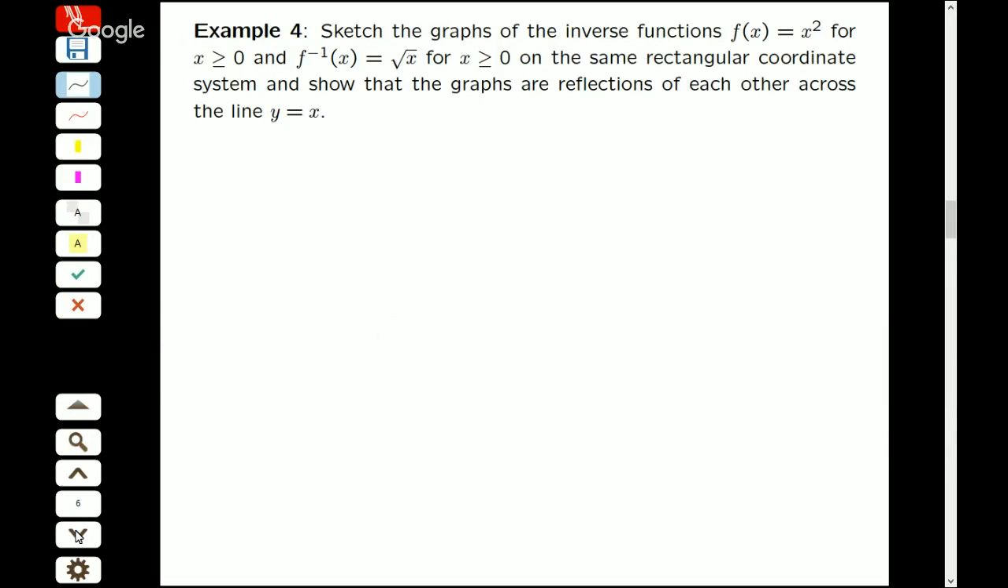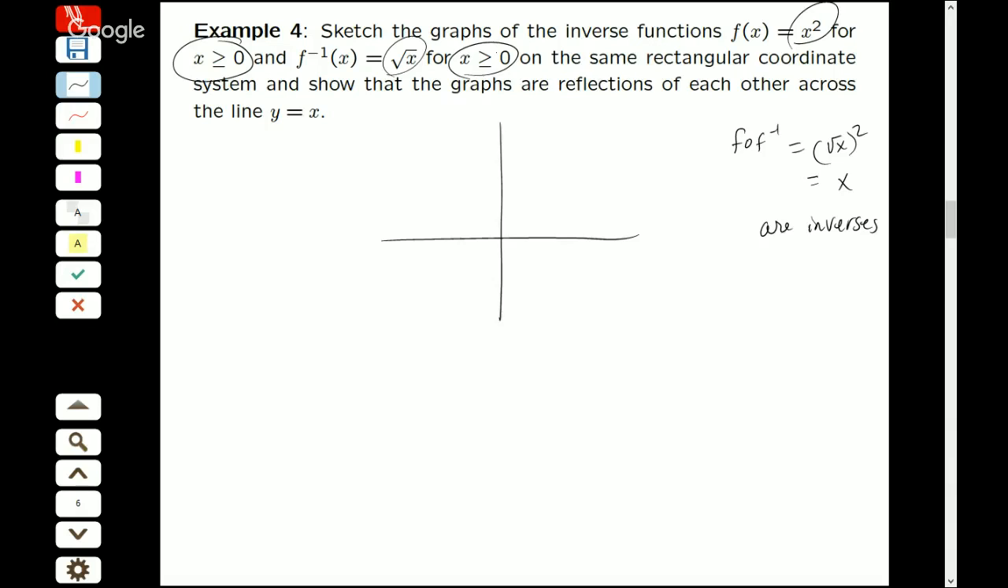Now, example 4 is going to say sketch the graphs of the inverse functions f of x equal to x squared and f inverse of x equal to the square root of x. Notice it's giving me the restriction. It just wants this done for x bigger than or equal to 0. First of all, do we believe that these functions are inverse functions? If I plug in f inverse, the square root of x, into x squared, I have the square root of x squared, which is equal to what? X. So they are inverses.